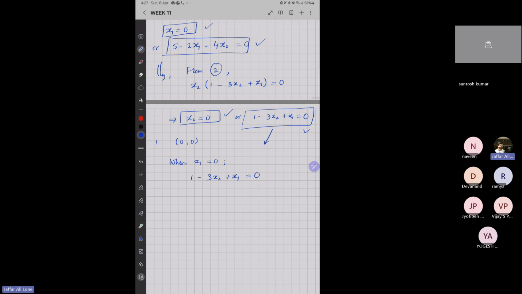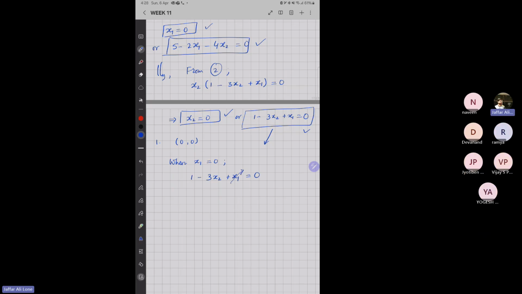There are actually many ways to solve it to find the equilibrium points, and you just have to solve these two equations for all the solutions. So x1 is 0, so this goes, so 1 minus 3x2 equal to 0. It implies my x2 is equal to 1 by 3. So I got the second equilibrium point, that is, when my x1 is 0, my x2 is 1 over 3.